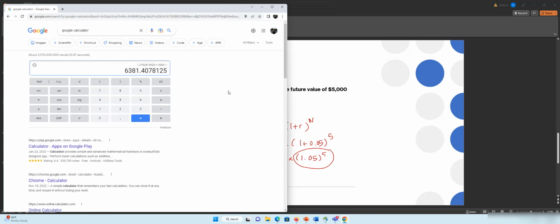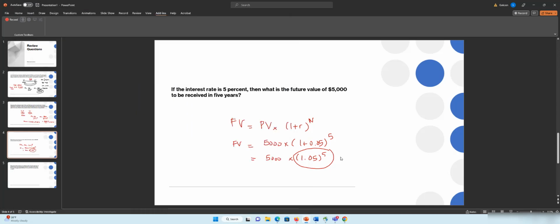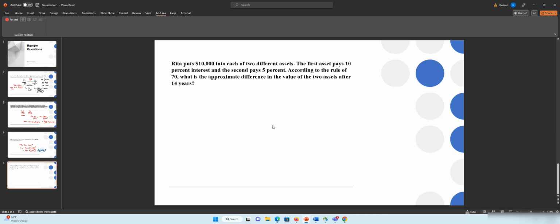That's equal to 6,381.4. So that number is 6,381.4. That is the future value of 5,000 if the interest rate is 5% over 5 years. And now we have the last question.